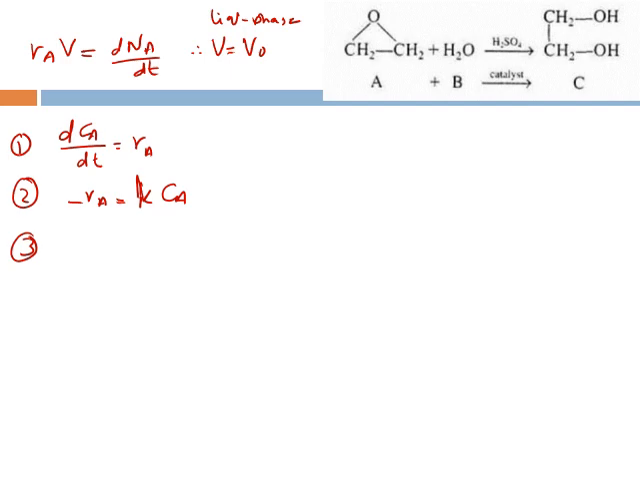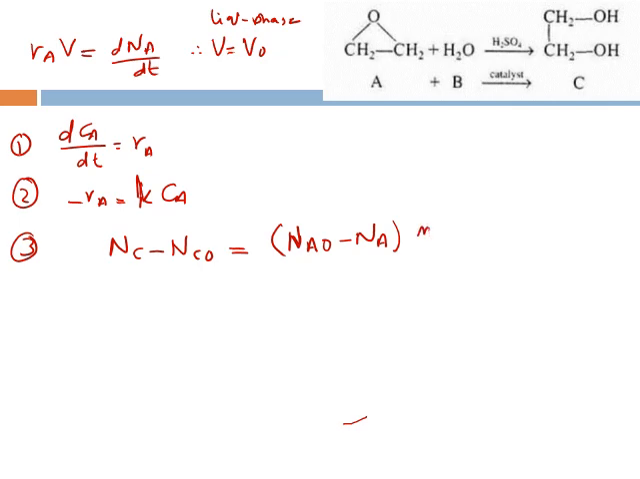So let's see. So we have NA is converting, right? And NC is being formed. So how many NC is being formed? Well, you can see that NC minus NC naught, which is the amount or number of moles of C formed, right, can be calculated from number of moles of A consumed, right? So it's NA naught minus NA. Okay, however, you need to fix the units.